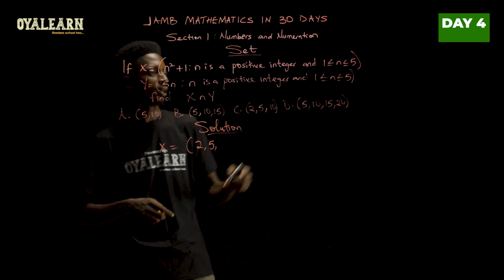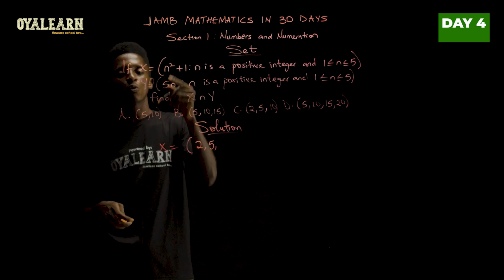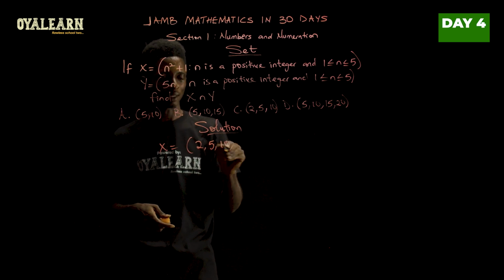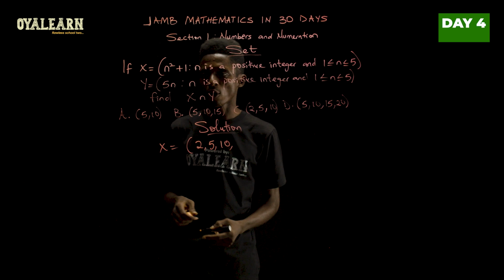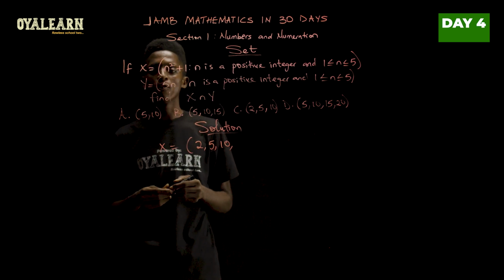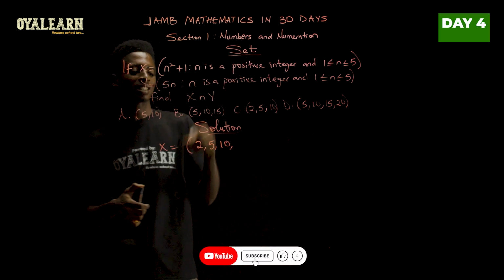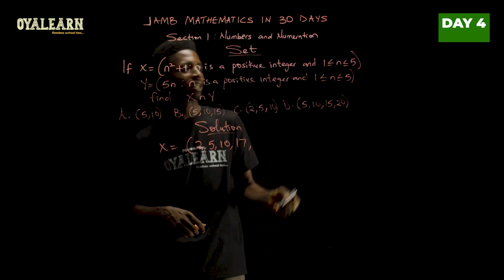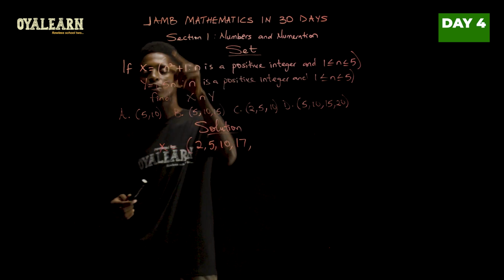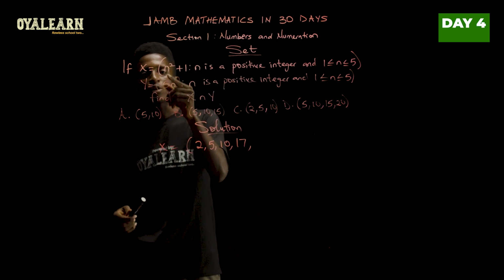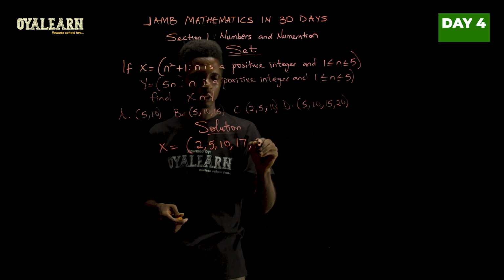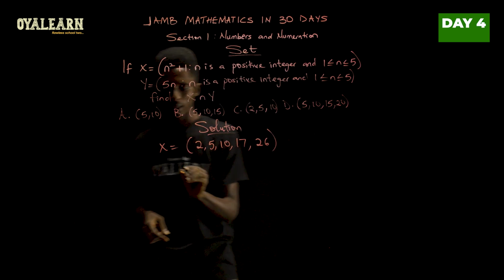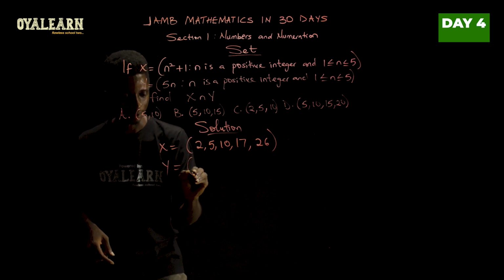5. When n is 3, 3 squared will give 9, 9 plus 1, and that is 10. When n is 4, 4 squared will give us 16, and then 16 plus 1, 17. And then when n is 5, so 5 squared is 25, and then 25 plus 1 would give us 26. So these are the subsets of x. Now let's find the subsets of y.